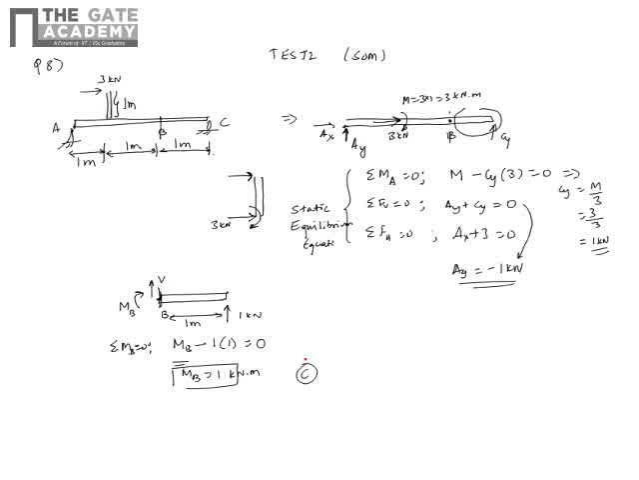So the answer is C. Basically it's all about getting the reactions first, then taking a section where you need to find the bending moment, and considering either the left part or the right part of the beam. We have considered the right because right of B is very simple, you have only one loading, CY. So that's the thing. So the option is C. Thank you.